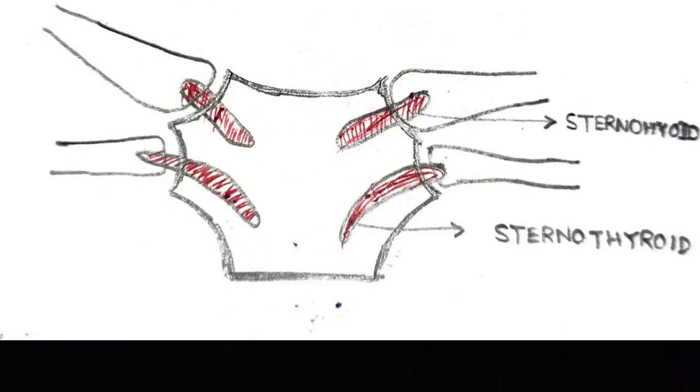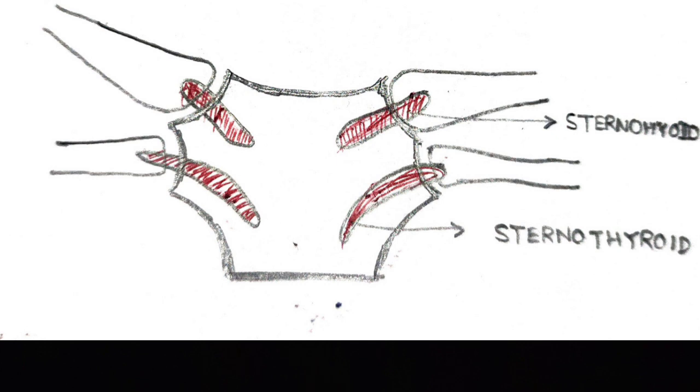Now, the features of the posterior surface. The posterior surface is smoother than the anterior surface, and it forms the anterior boundary of the superior mediastinum. On either side, it provides attachment to two muscles: one is the sternohyoid at the level of the clavicular notch, and the second is the sternothyroid at the level of the first costal cartilage.